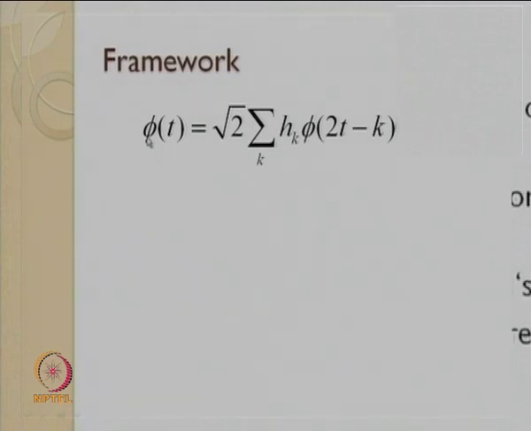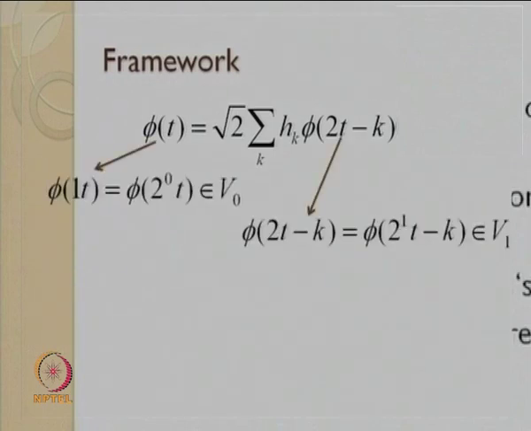This is the scaling equation of phi of t. Square root of 2 is the normalizing factor. We are summing it over k, where k is the translational parameter, and h of k are the coefficients of the scaling function. And this function is at the heart of the entire framework of multi-resolution analysis, and that is because we realized that phi of t is indeed phi of 1t, and 1 essentially means 2 to the power 0. And then I can say this function belongs to a subspace V of 0. We also realized that on the right hand side we have phi of twice t minus k, and twice t in a way indicates 2 to the power 1, and this function indeed belongs to a subspace V of 1.